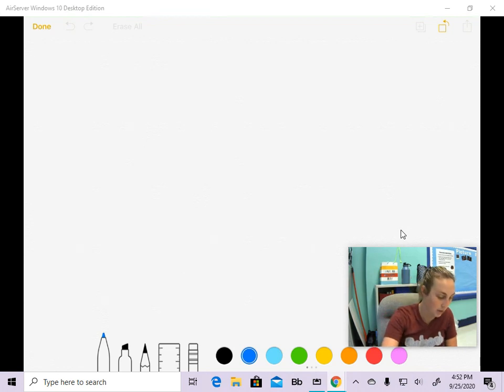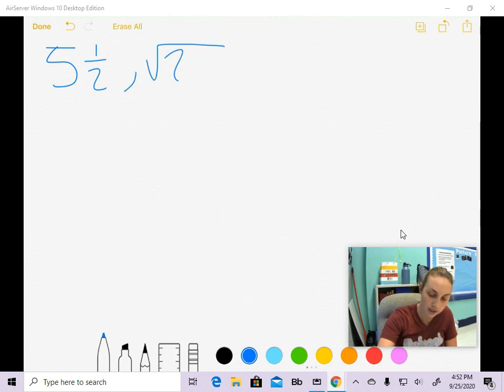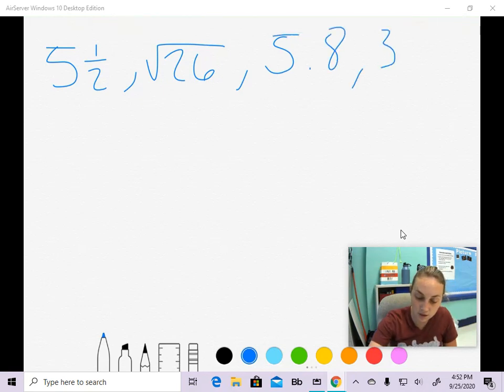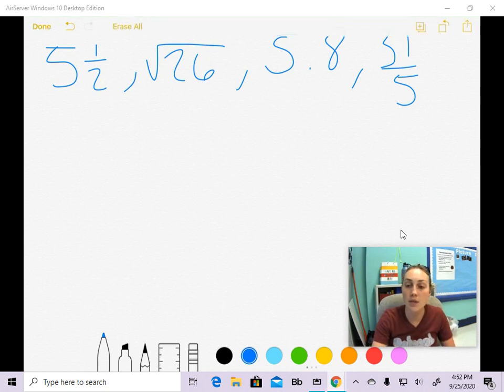Here are your numbers. We have 5 and 1/2. We have the square root of 26. We have 5 and 8/10. And then we have 31 over 5. First step again is to put all of these into decimals. We are going to put them in ascending order, so from least to greatest, and then we are going to put them back in their original form.